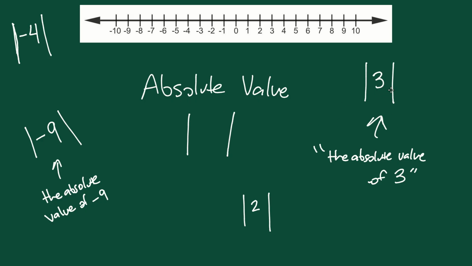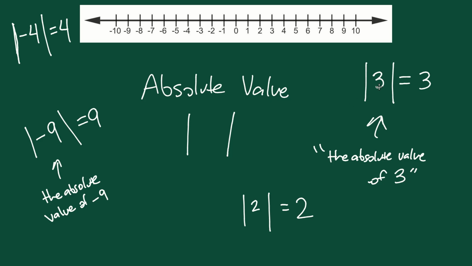So, you may have noticed something, okay? The absolute value of 3 is 3. The absolute value of -9 is 9. The absolute value of 2 is 2. And the absolute value of -4 is 4. So some of you have probably noticed that the absolute value is simply whatever the number in between the bars is, but make it positive.